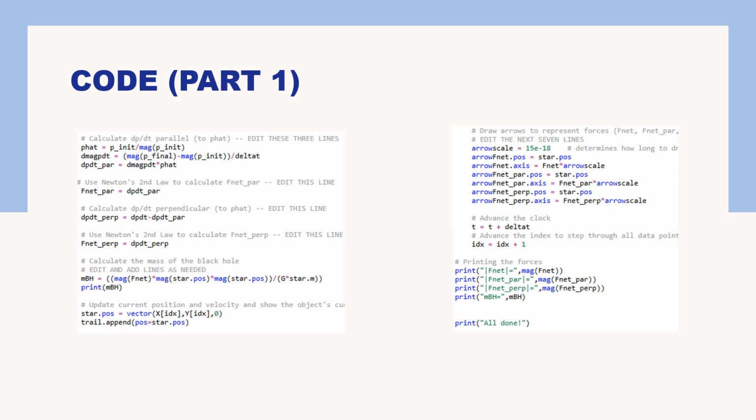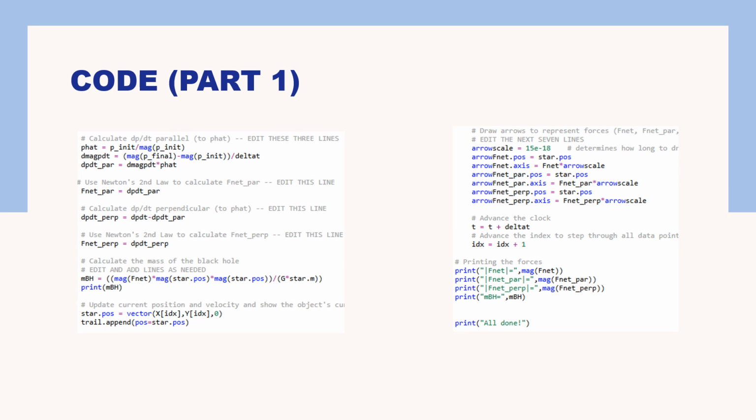P hat was determined by dividing the momentum vector components by its magnitude. d mag p dt was calculated as the magnitude of the final momentum minus the magnitude of the initial momentum over the change in time. The parallel component was calculated by multiplying that by p hat, and it was set equal to Fnet parallel. dp dt perpendicular is equal to dp dt minus the dp dt parallel, which is also Fnet perp.